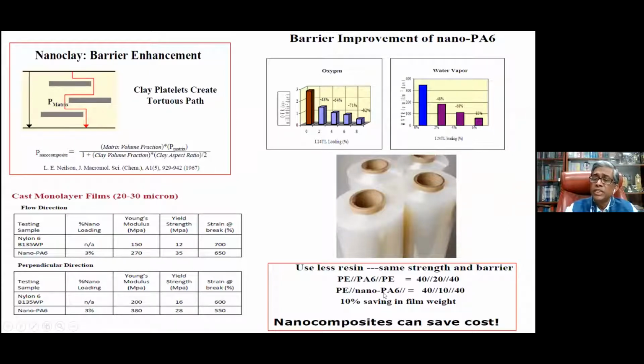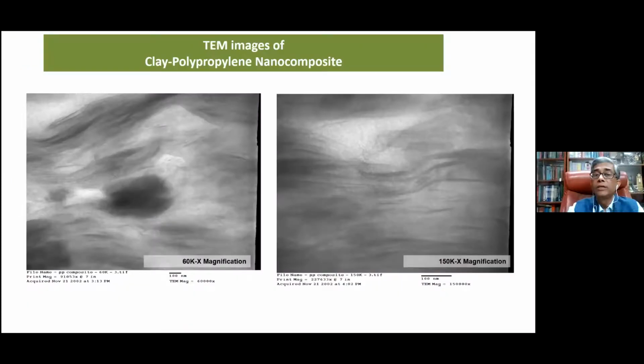The study shows that when we are using only polyamide and PE, it is actually a 40-20-40 micron ratio. But when you're using nano polyamide as a barrier layer, we can reduce by 10 microns. So a 10% saving in the film weight is happening, and then it can save weight. Hopefully, it can save cost because your requirement is only 3%. Or whatever, the cost may not decrease, but you see the performance of the barrier properties. That's what people are looking for.